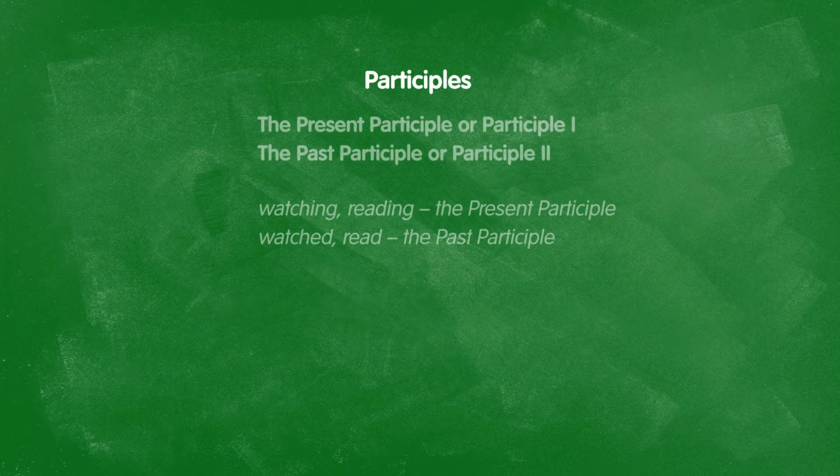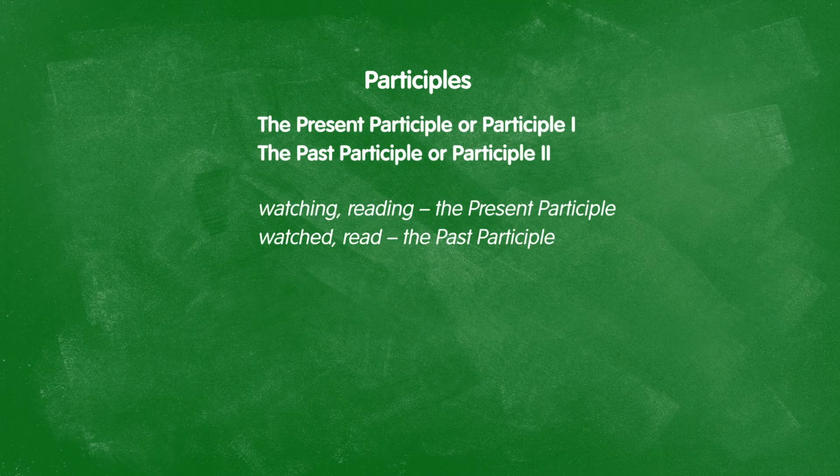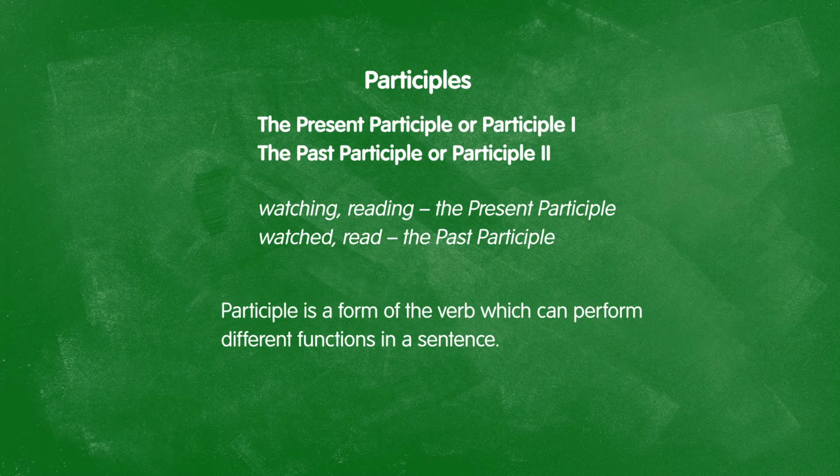We have the first participle, or the present participle, the ing form, and the second participle, or the past participle. Now, there are two examples on your screen at the moment. For example, watching or reading. These are both in the present participle, and watched and read. These are in the past participle with the ed ending. So the participle is the form of a verb which can have different functions in a sentence. And let's examine them now a little bit more closely.